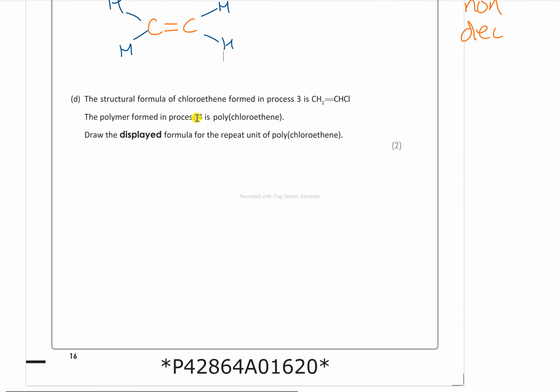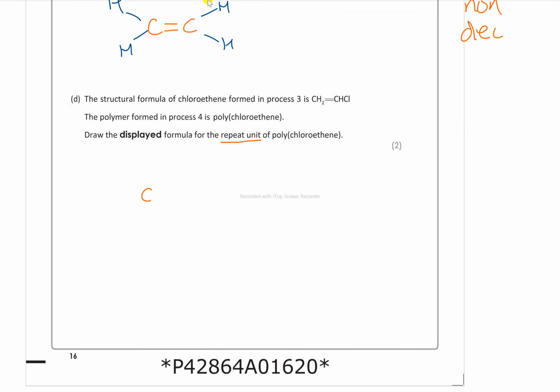Right. The structural formula of chloro, that means it's got chlorine in. What's going on? Is formed in processes CH2 double bond CHCl. Right. There's a lot going on here. The polymer formed in a process for is called chloroethene, polychloroethene. Draw displayed formula for the repeat unit, not for polychloroethene, but for the repeat unit. Right, now watch this.